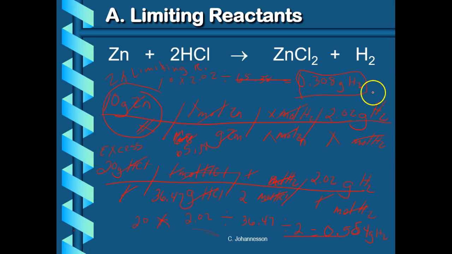So the most hydrogen that we could make, no matter how many times we try this with these numbers, 10 grams and 20 grams, is only 0.308 grams of hydrogen. If we had excess zinc and we started with 20 grams of hydrochloric acid, we could make 0.554 grams of hydrogen. But because we're putting it with 10 grams of zinc, all we can do is 0.308 grams of H2. Okay, key here: 2 railroad tracks.